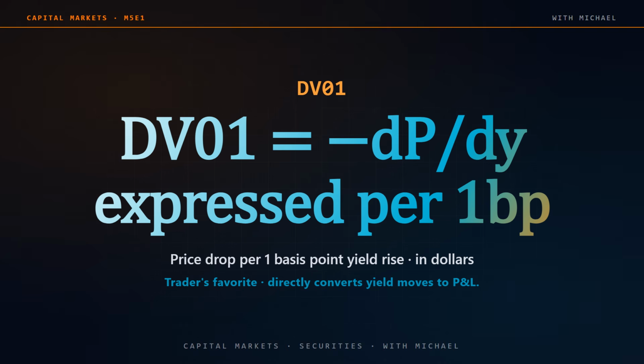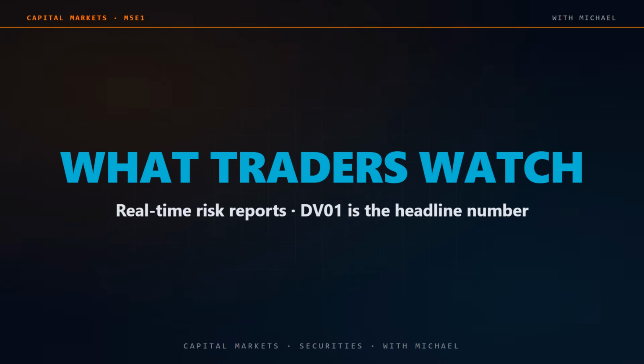Dollar duration in the bond market is also called DV01, dollar value of 1 basis point. A trader watching real-time bond market moves often thinks in terms of DV01, because it directly converts yield changes into dollar profit or loss.